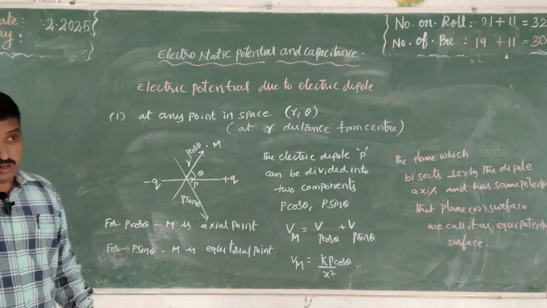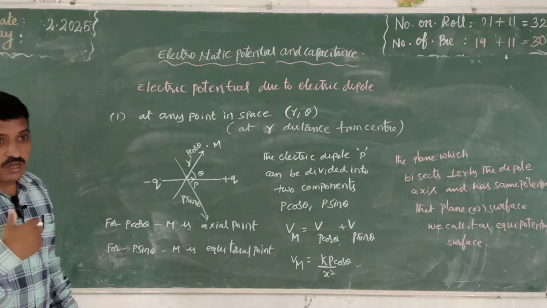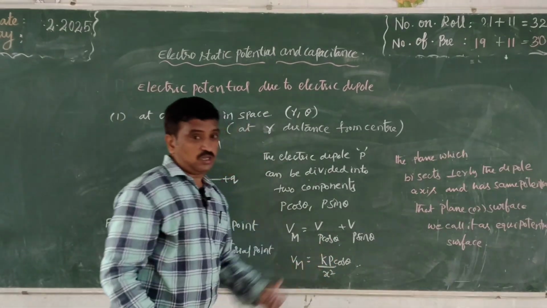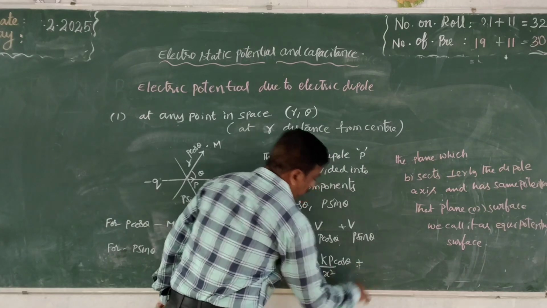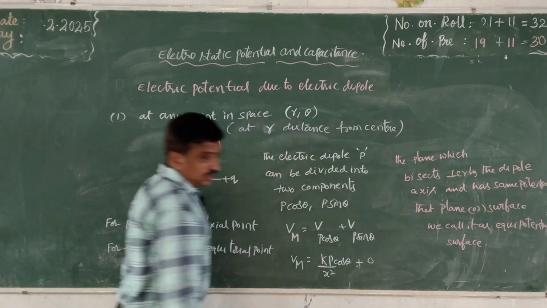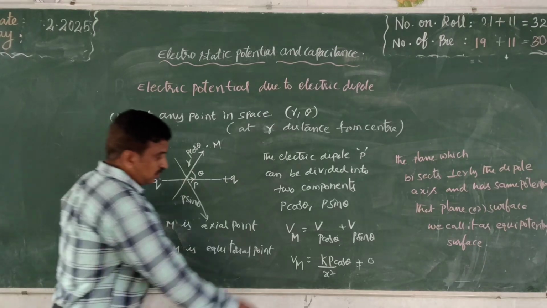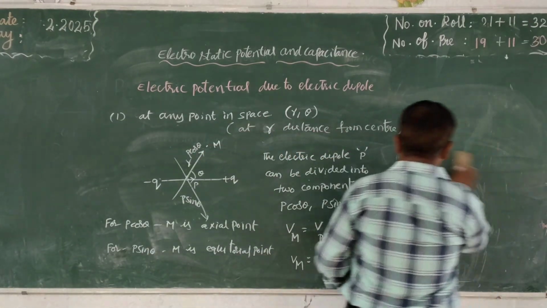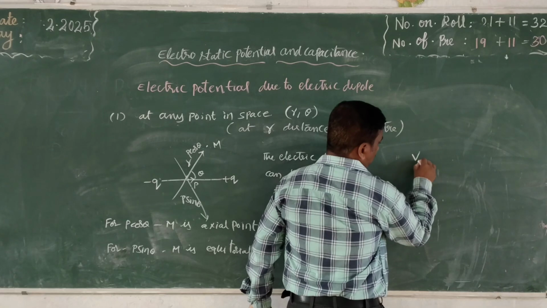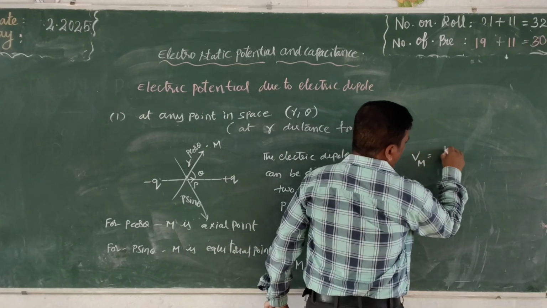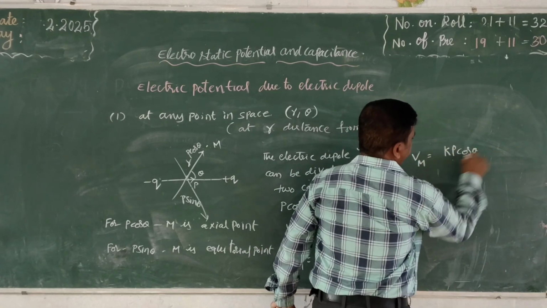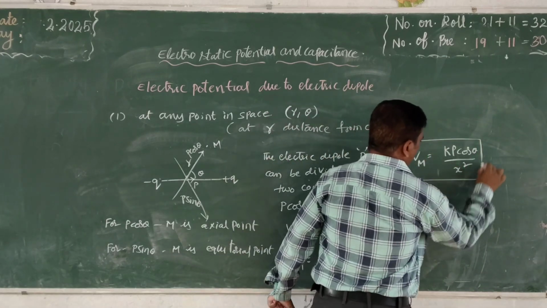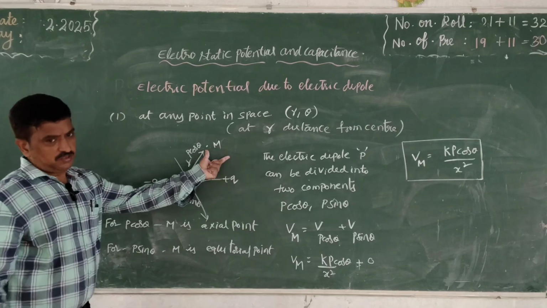We already know the electric potential due to an electric dipole on the axial line is K P by r square. Here P cos theta is there, so K P cos theta by r square. On the equatorial line, the electric potential is 0. So what is the net potential due to the electric dipole at any point in space? At point M, we get K P cos theta by r square. This is the net potential at any point in space.